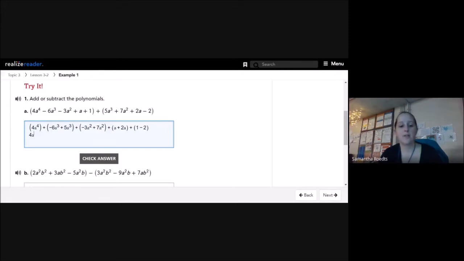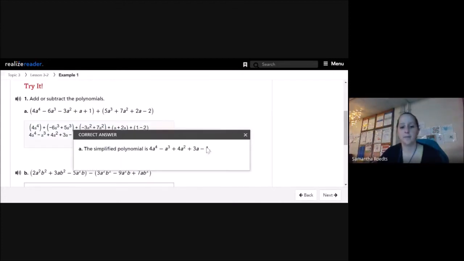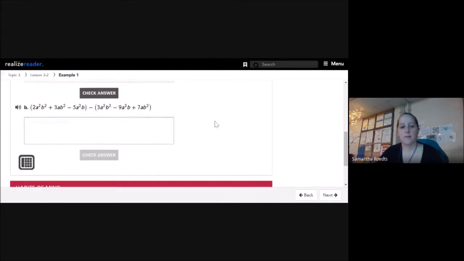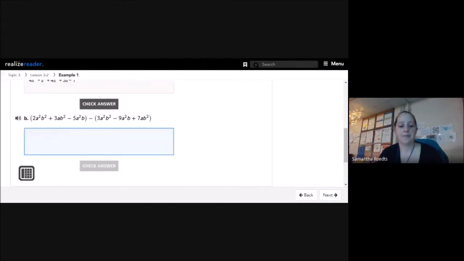So the 4a to the 4th gets to hang out by itself. Negative 6a cubed plus 5a cubed is negative a cubed. Negative 3a squared plus 7a squared is plus 4a squared. And then a plus 2a is 3a, and then 1 minus 2 is negative 1. Okay, subtraction. I'm going to copy this first polynomial.